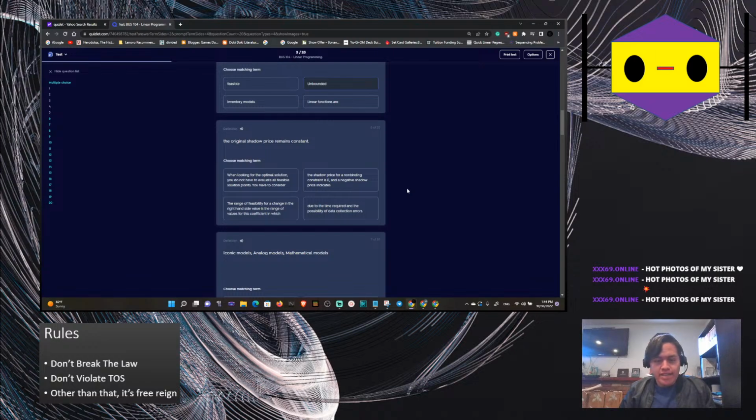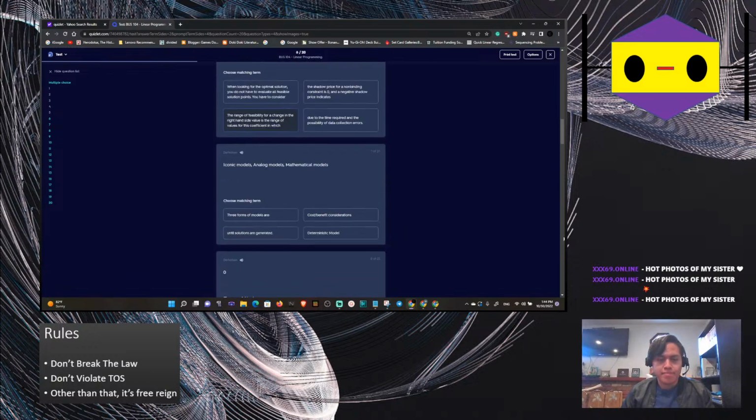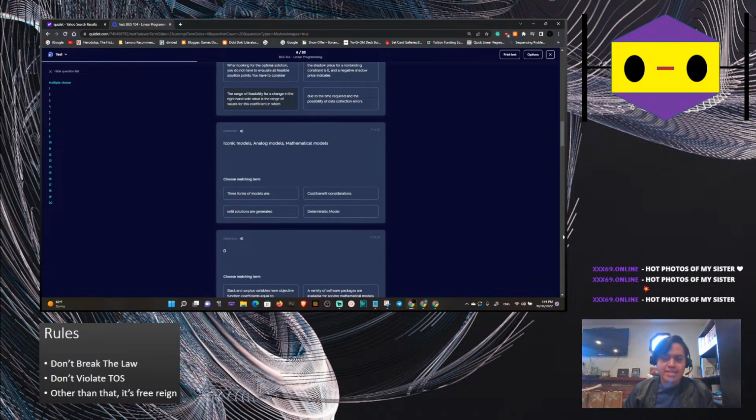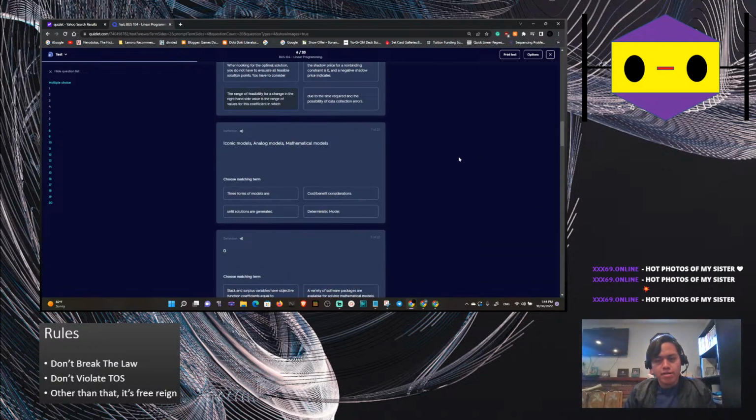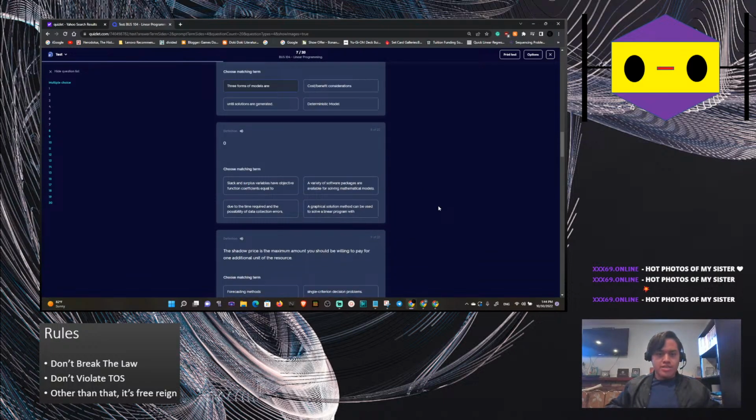The range of feasibility for a change in the right-hand side value is the range of values for this coefficient in which the shadow price remains constant. It's C. Iconic models, analog models, and mathematical models. Those are the three forms of models.